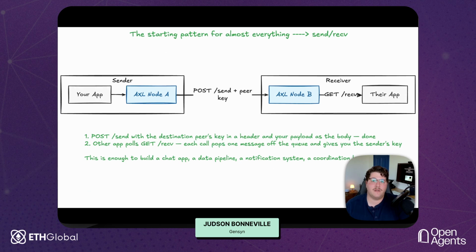Now let's talk a bit about building using AXL. The starting pattern for pretty much everything is the send and receive pattern. There are two applications on two different nodes, and one of them is a sender and the other a receiver. One node uses the POST /send method with the destination's peer key, so it knows where it's going, and the payload as the body. The other app pulls GET /recv, popping each of those messages off the queue of received messages, and it also provides the sender's key.